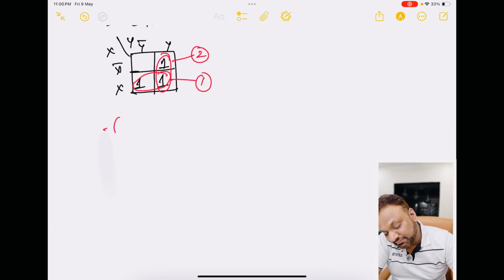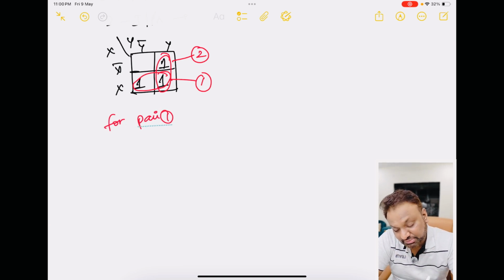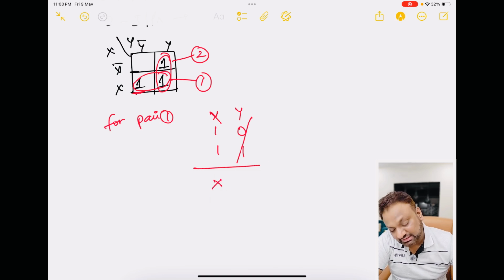So for pair 1, for your convenience we are doing this much process. Directly also we can tell the answer just by looking at the common terms. So for pair 1, the combination is xy bar, that means 1 0, and the second one is xy, 1 1. So what is the answer? 0 and 1 is there, I will simply cross it. So x is the answer here.